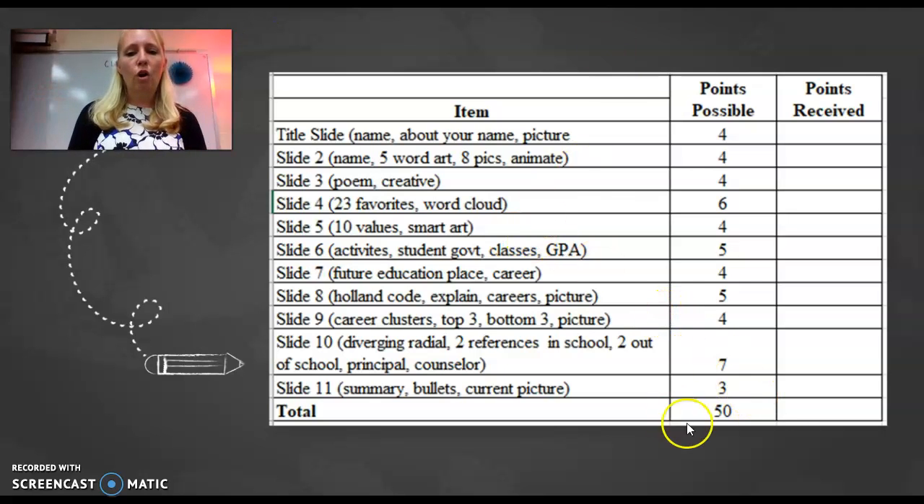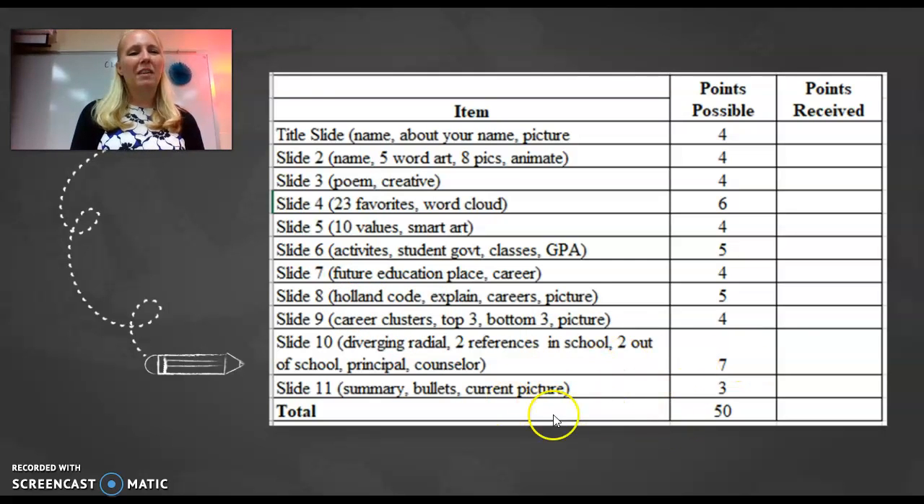You will see this overall is worth 50 points, but there are elements inside of this that are worth more, okay? So in your name, there is a link in there that you need to go through and work through the worksheet. You get points for completing that. We're going to do a Holland code. We're going to look at your career exploration here. You're going to do an assignment that goes into that. We're going to do your career clusters. There's an assignment that goes into that.